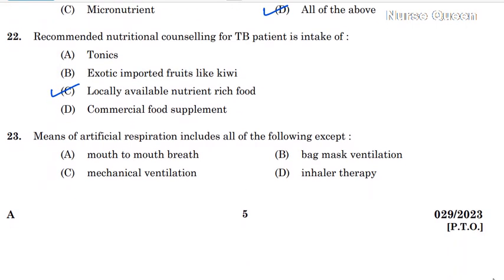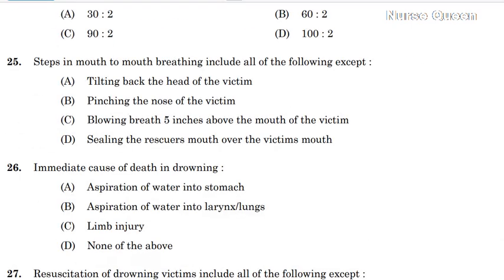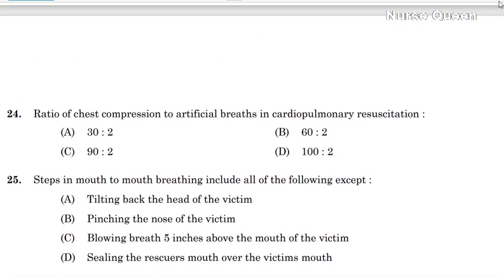Next question, means of artificial respiration includes all of the following except inhaler therapy. Ratio of chest compression to artificial breaths in cardiopulmonary resuscitation, 30:2. Steps in mouth-to-mouth breathing include all of the following except blowing breath 5 inches above the mouth of the victim.